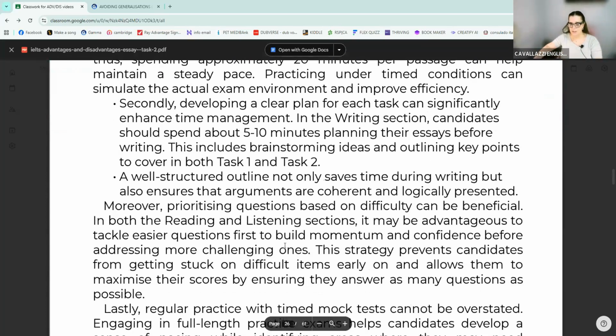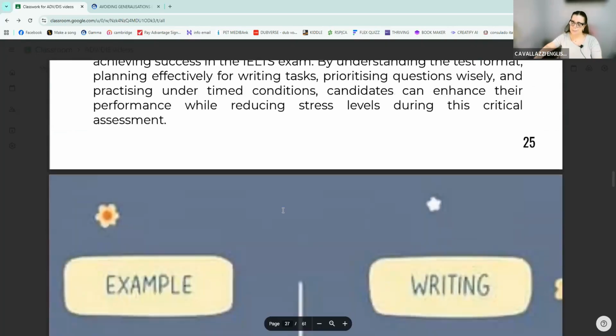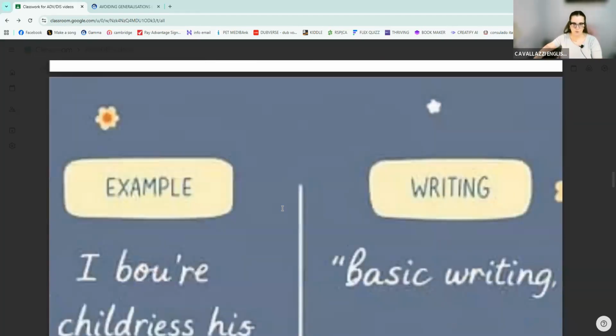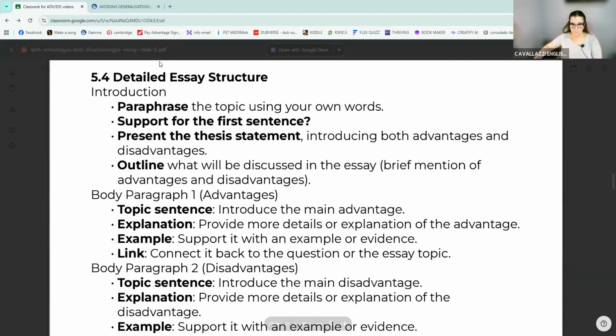So let's talk here about time management. Here I also teach some tips, right? How to make the most of your time, since you only have 20 minutes for task 1 and 40 minutes for task 2. And it's 250 words for task 2 and 150 for task 1, okay?